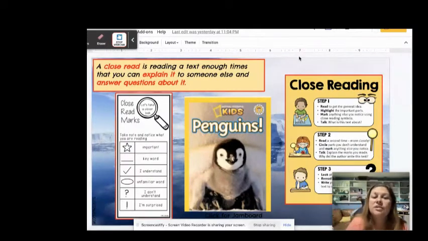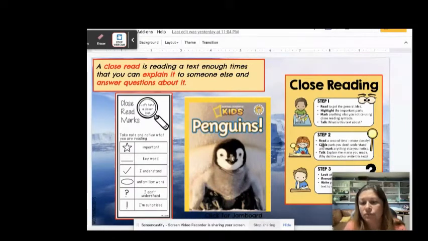So a close read is reading a text enough times that you can explain it to someone else and answer questions about it. Today, we're going to use Penguins, the book Penguins. We're going to close read. Step 1, it says, read to get the general idea. Highlight the important parts. Mark anything else you notice using close reading symbols. Talk. What is this text about?